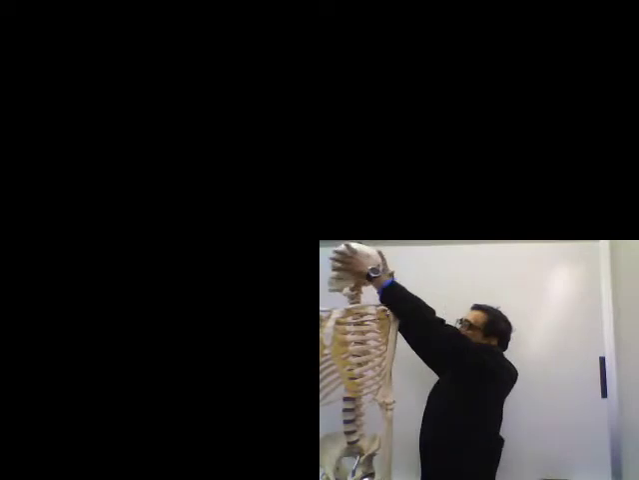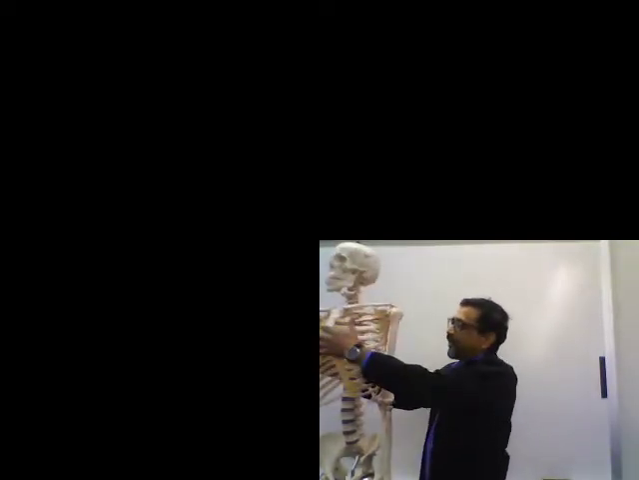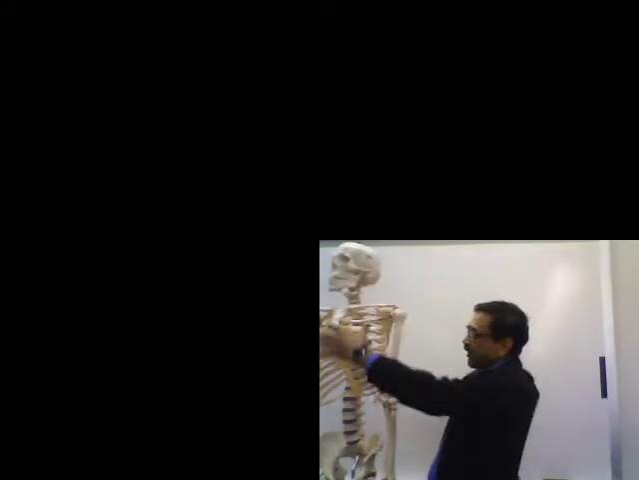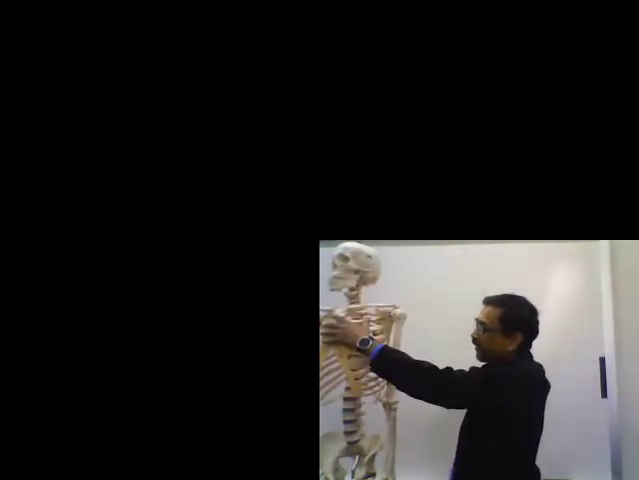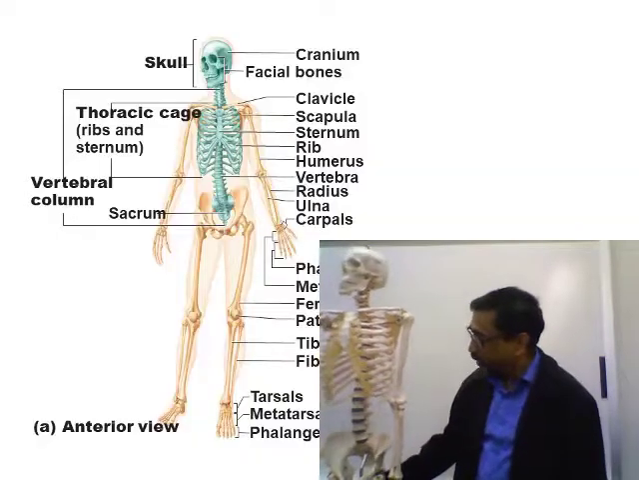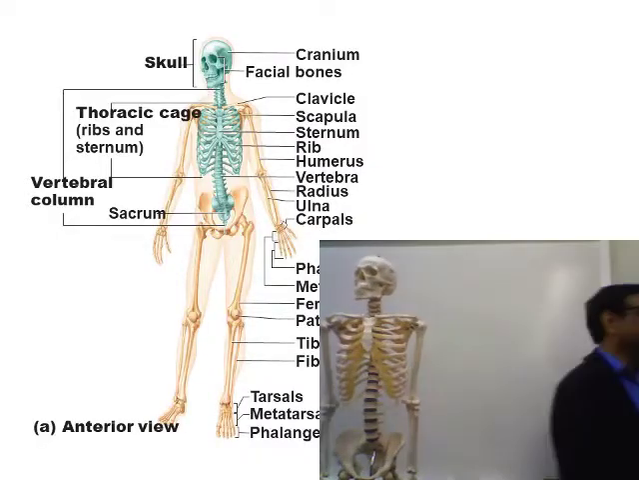We will go over the axial skeleton. The axial skeleton, you already know, consists of the skull, thoracic cage, and the vertebral column. So this part is the axial skeleton. We'll talk about the bones of this part of the skeleton.